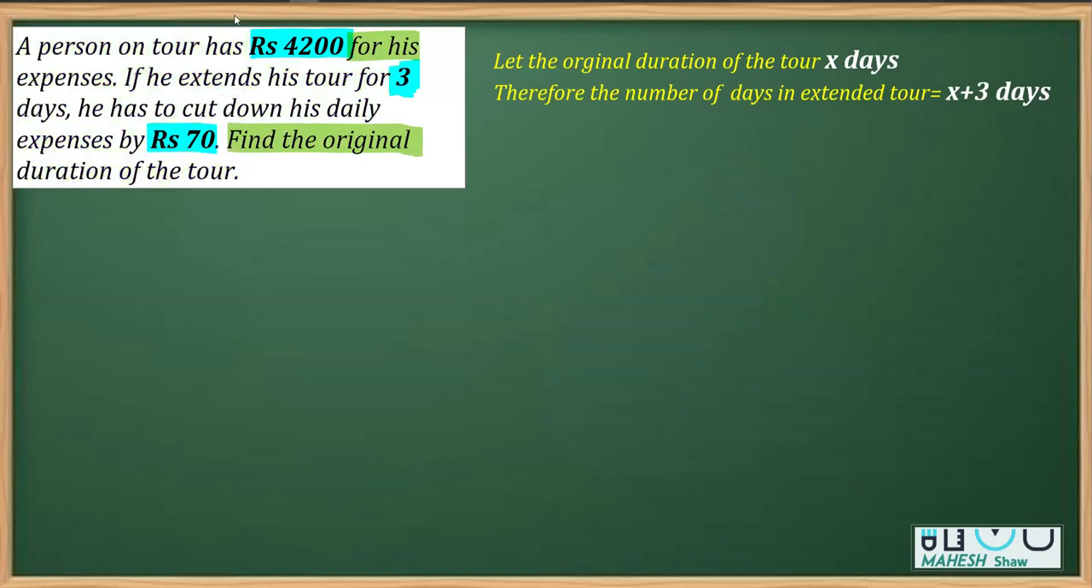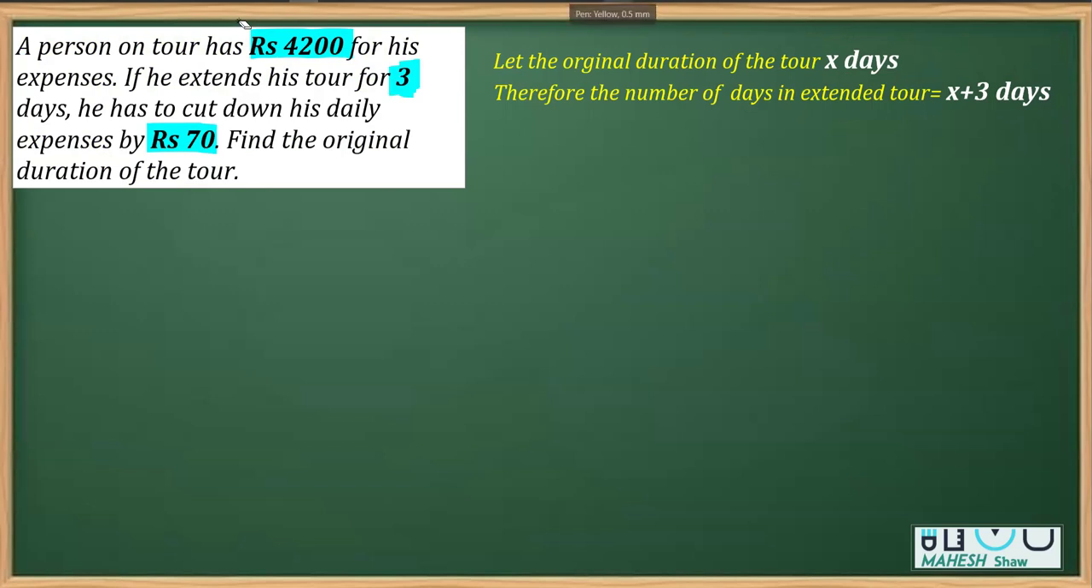Now, what we are going to do, let's say, let the original duration for the days be X days. Originally he was staying for X number of days. And since he extended the tour by 3 days, the number of days for which he stayed in the extended tour should be X plus 3 days.